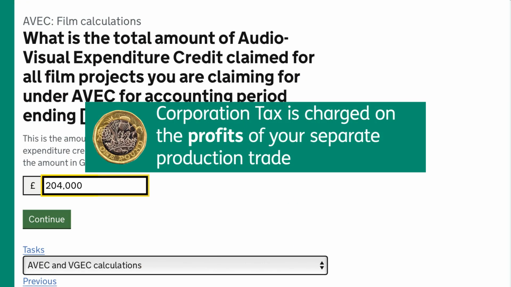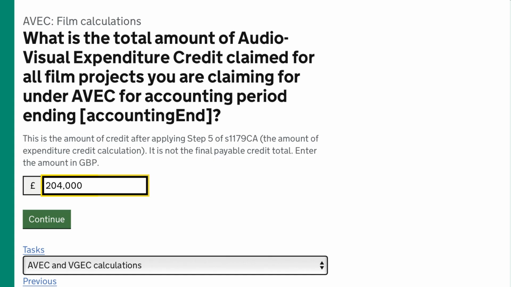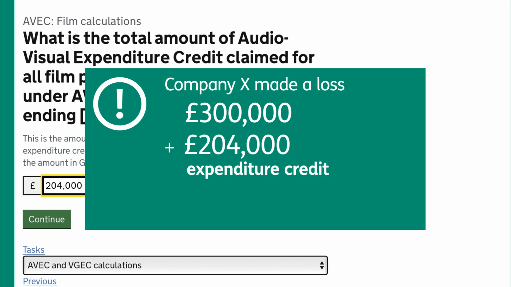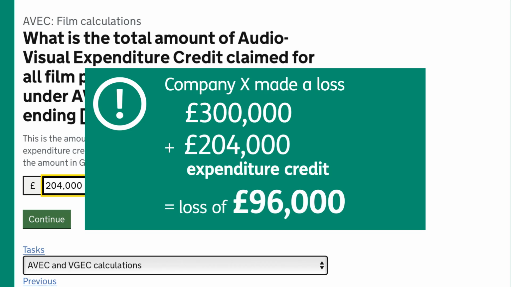Corporation tax is charged on the profits of your separate production trade. To calculate the profit or loss of your separate trade, you need to add on the expenditure credit. Company X's separate film trade made a loss of £300,000. When it adds the £204,000 expenditure credit on, it now has a loss of £96,000.